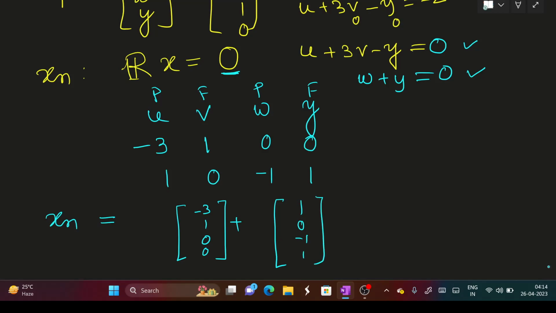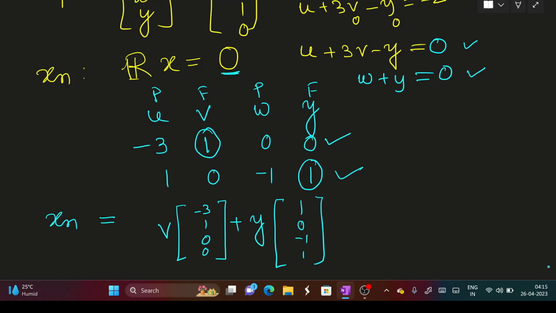Now I will verify, while getting this vector, which free variable is assigned with 1. So this is the free variable which is assigned with 1. So the corresponding variable I will write here. Similarly, while getting here, this free variable is assigned with 1. So it should be multiplied with y.